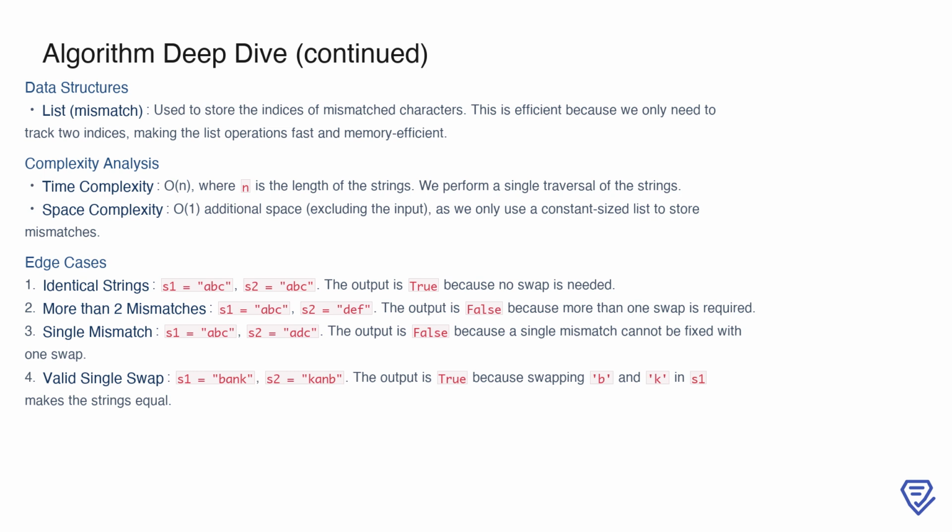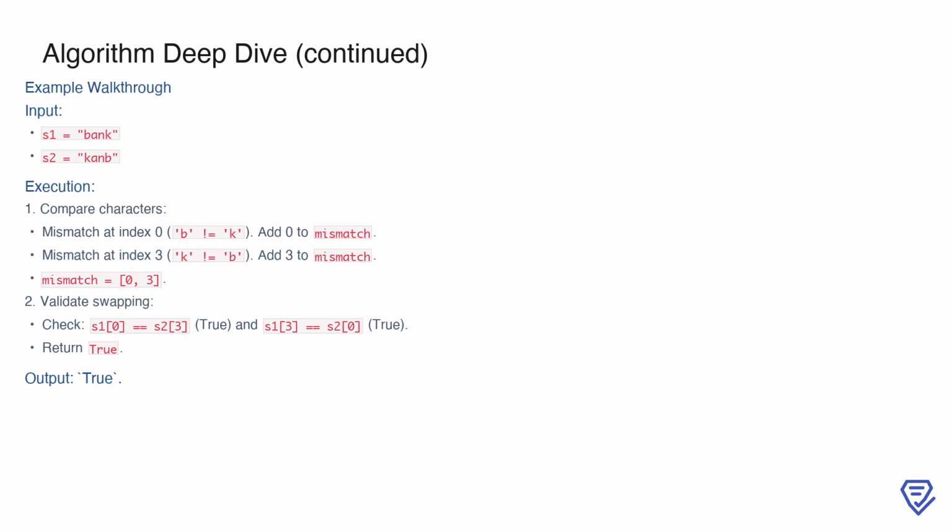Finally, a valid single swap example is S1 equals bank and S2 equals kanb, where swapping the first and last characters of S1 results in equality. Let's walk through a concrete example to see the algorithm in action. Imagine S1 is bank and S2 is kanb. We begin by comparing the characters of both strings.